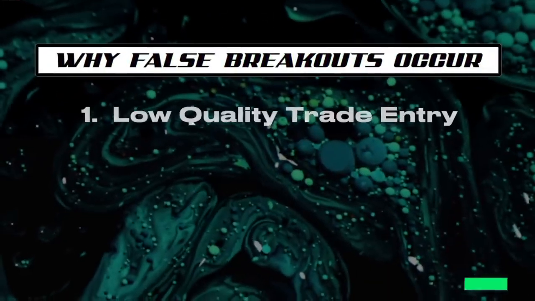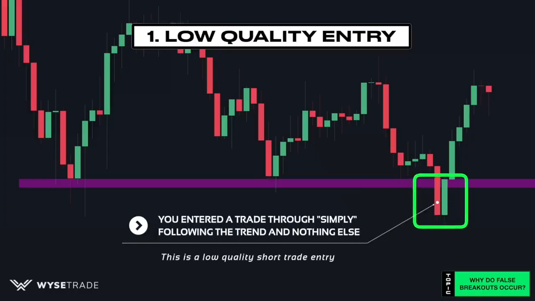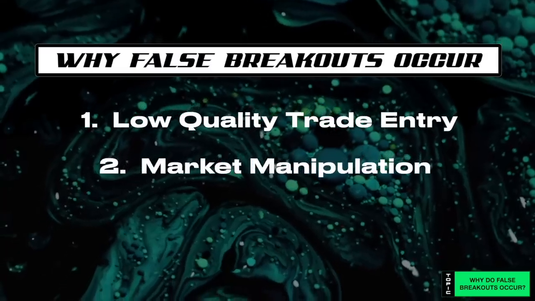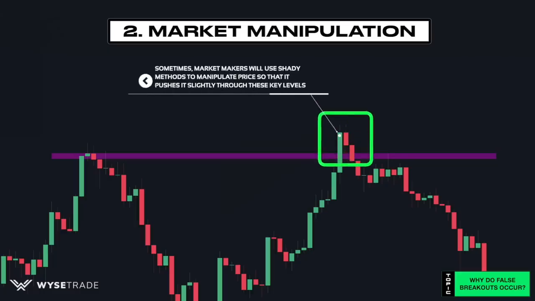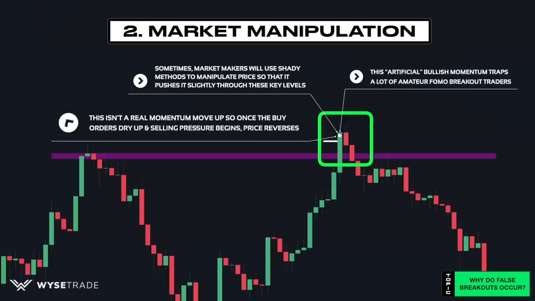This occurs because of three reasons. First, you entered through a simple trend following strategy with nothing else, which is a low quality trade entry. Second, sometimes market makers will use shady methods to manipulate price so that it pushes it slightly through these key levels, which traps amateur FOMO breakout traders. Because this isn't a real momentum move up, once those buy orders dry up, selling pressure begins and price reverses.